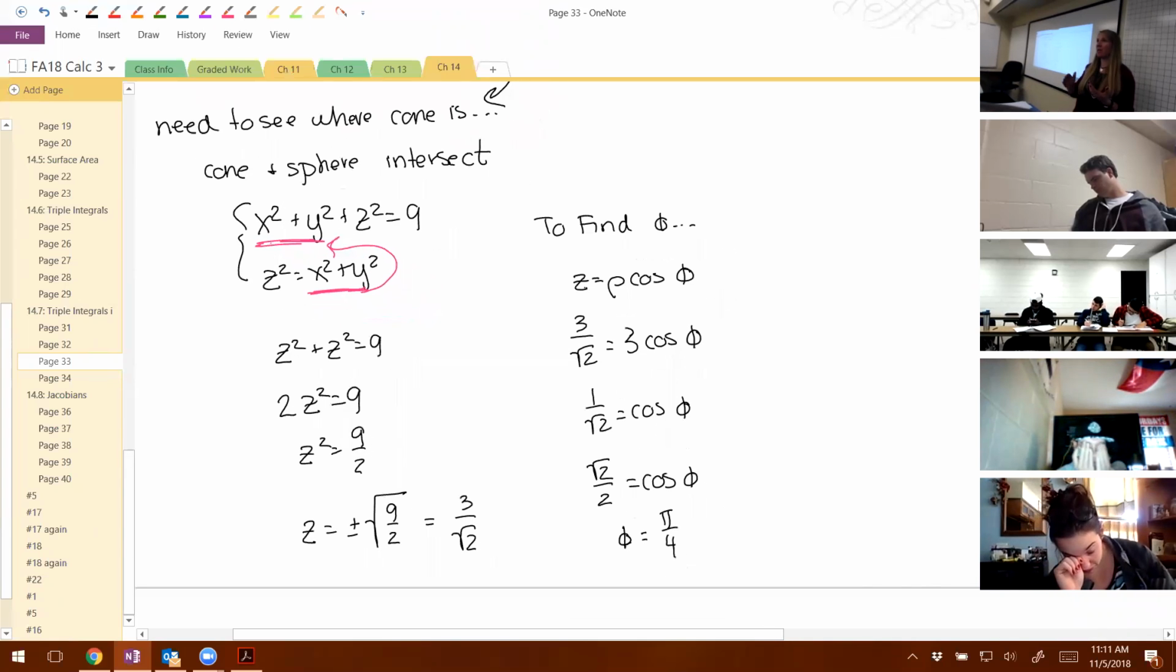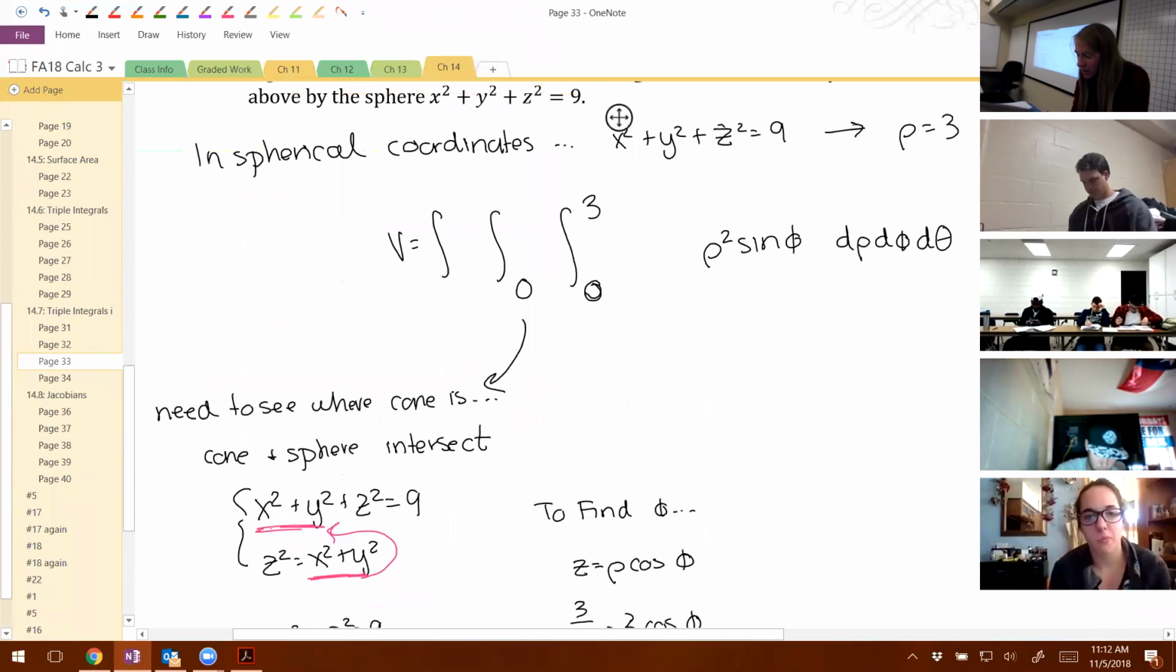If you think about it, it kind of makes sense. If you go from that z-axis down to an angle of pi over 4, no matter what radius or what angle you're at, you're creating this cone here forever. Now we are stopping it because they intersect, but that's going to be our upper limit of integration for this, because that's where that cone ends.